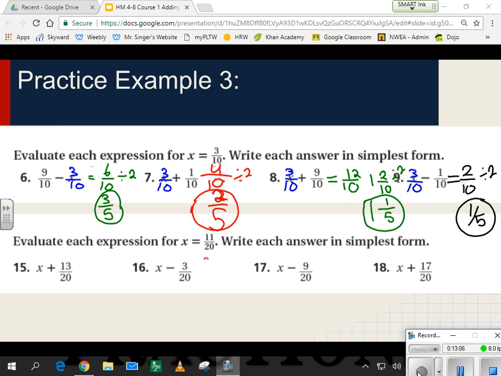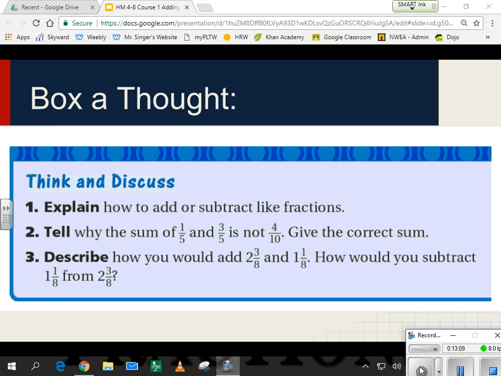Oh my gosh. Here's your box of thought. You've got to answer these 3 using full sentences as best as you can with your knowledge.